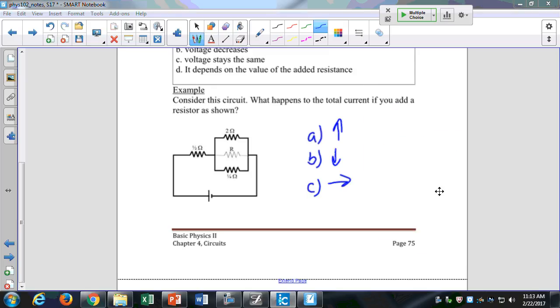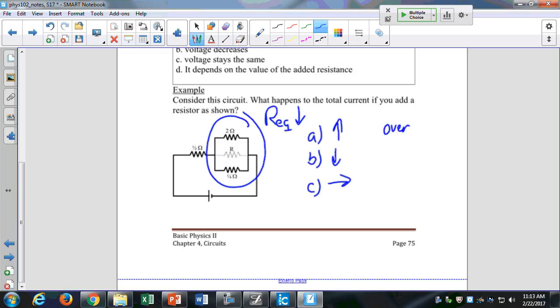So remember, the equivalent of this branch decreases when I add that resistor. And so the overall equivalent resistance also decreases. Remember, V is equal to IR. If R goes down, I goes up. So the total current, that is the current that's going through this part of the circuit, will increase as I add more resistors to those in series. All right?